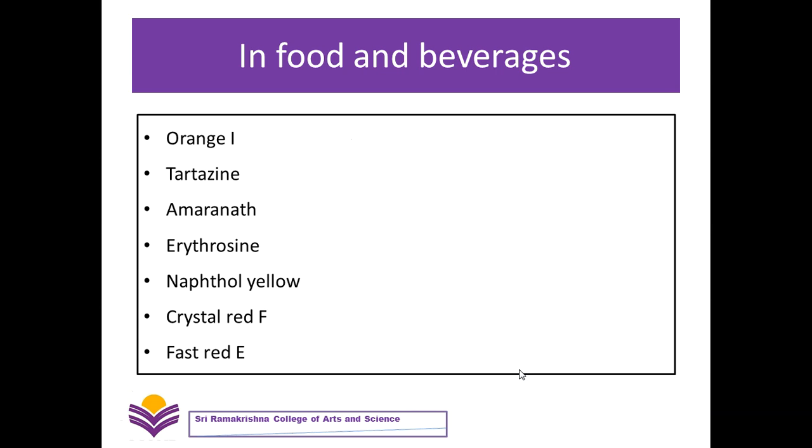In food and beverages, many coloring agents are used. Most of the coloring agents are dyes: orange, tartrazine, amaranth, erythrosine, naphthalene yellow, crystal red, phosphor D. These are the dyes used in food and beverages as coloring material.